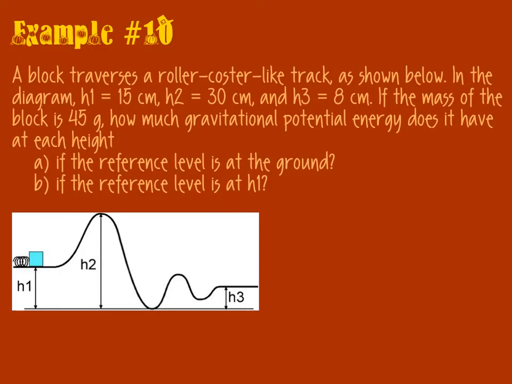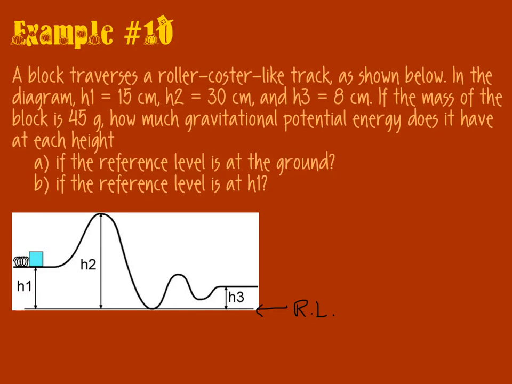In this example, we have a block that is traveling around what kind of looks like a roller coaster course. We're given three different heights for three different sections of this course, and we're asked to find how much gravitational potential energy our block has at each of the heights with two different instances. The first one, the reference level, again that's another name for the reference point, is at the ground. So in part A, this will be our reference point, or reference level. And then in B, we're going to talk about it being at height 1, but we'll deal with that later.